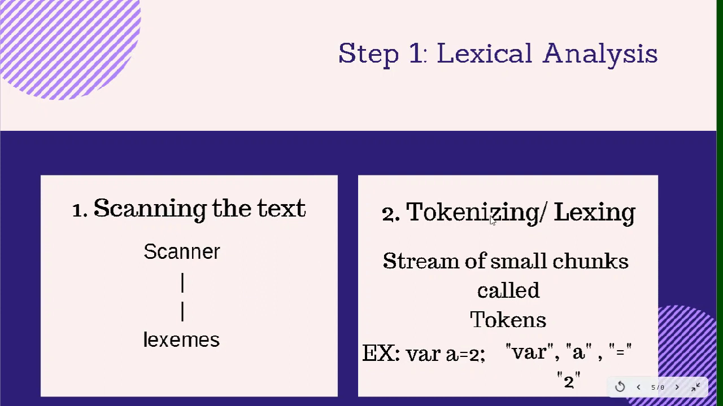Second is tokenizing the lexemes. In that, there is a tokenizer which is also in the JavaScript engine. It will convert those lexemes, or small chunks of code, into tokens. For example, var a = 2 will be converted into var, a, =, 2. All these things will be separated by the tokenizer, which you can also call the lexer. Both of these are the same thing.